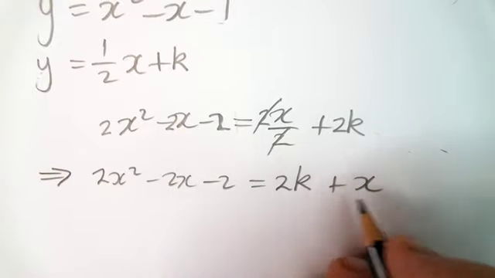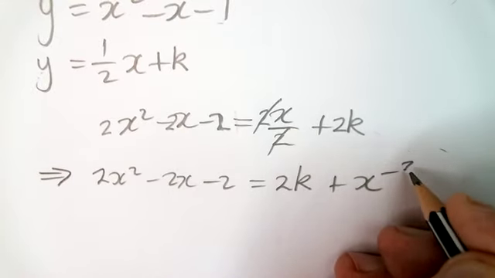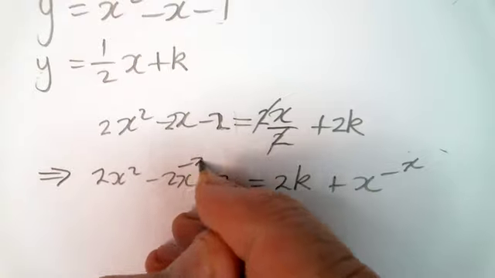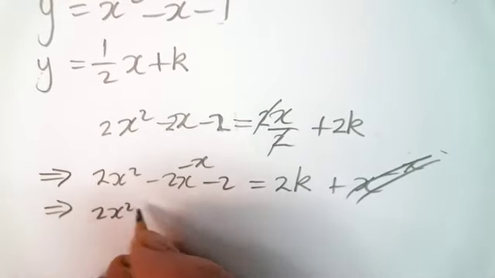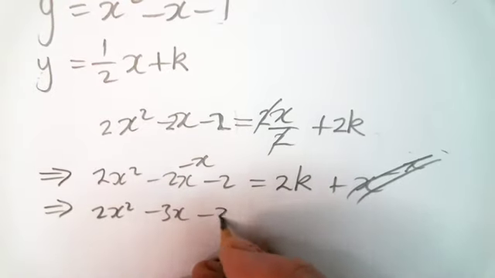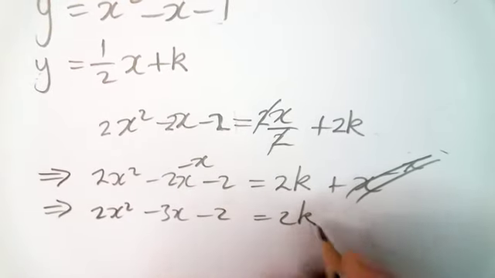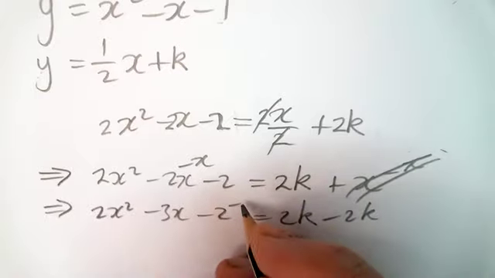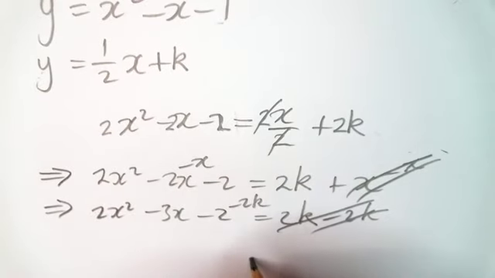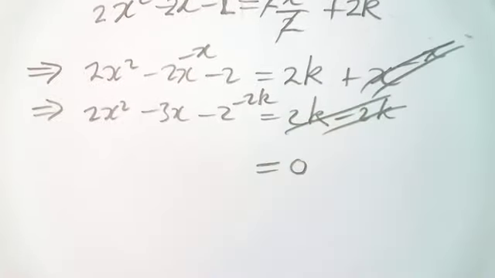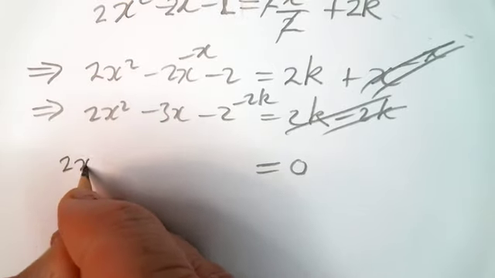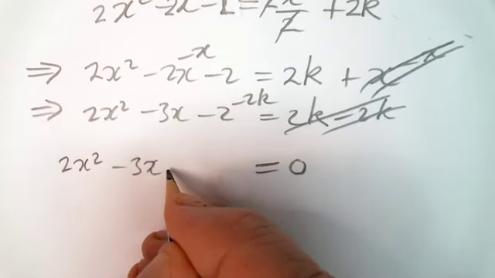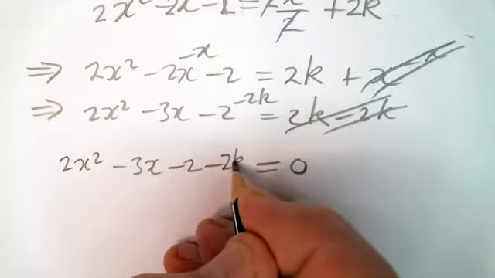So I'm going to first of all subtract x from both sides. There it is. Subtract x from both sides. So now this is going to be 2x squared minus 3x minus 2 is equal to 2k. And I'm going to subtract 2k from both sides, minus 2k. So now this equals 0. And indeed, we need to make it equal 0, because if we're going to solve a quadratic, we need to make it equal to 0. So what do we have here now? We've got 2x squared minus 3x minus 2 minus 2k.